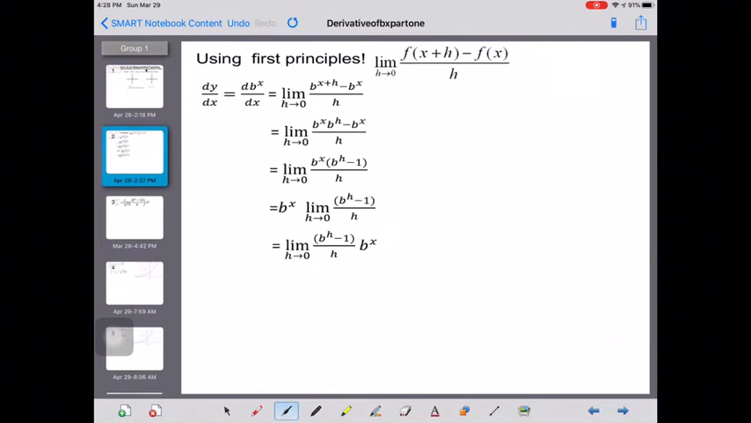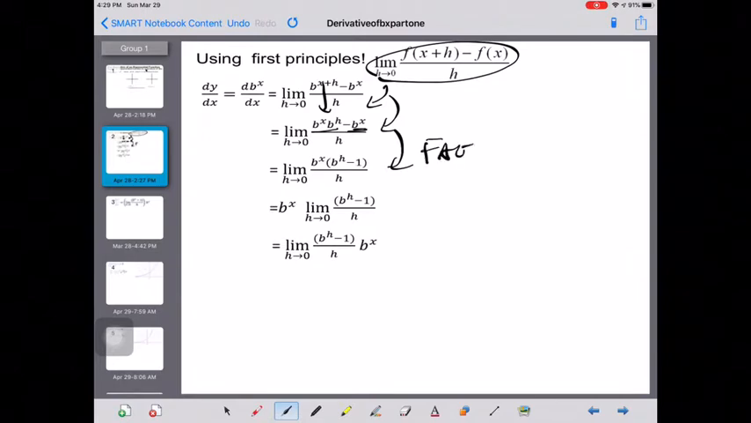So we're going to derive the derivative of b to the x using first principles. So this is our first step using the exponential function. And from this step to the next step, we're going to decompose using exponent laws. And if you notice these two terms, they both have b to the x. So from here to here, we're going to factor out the b to the x.